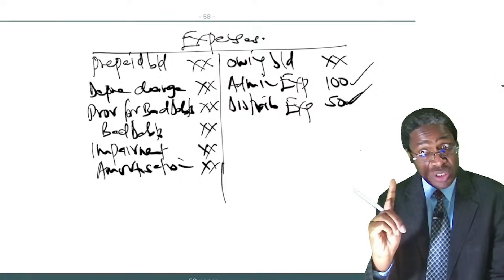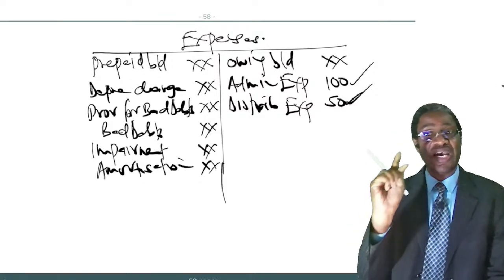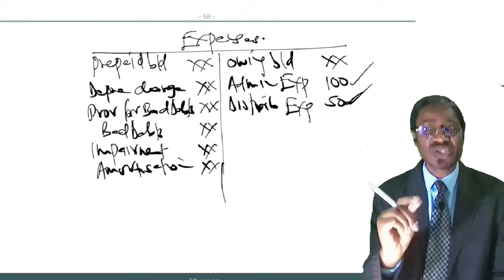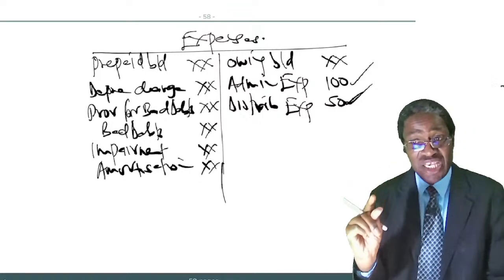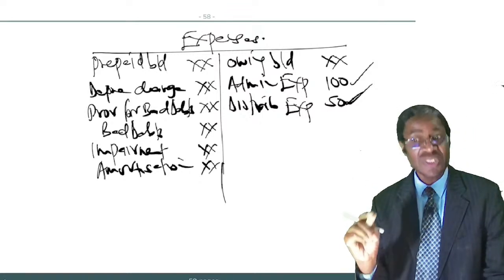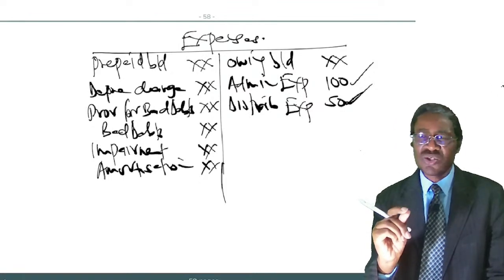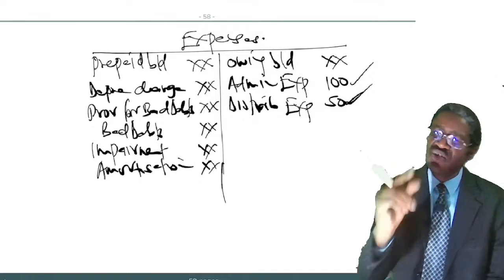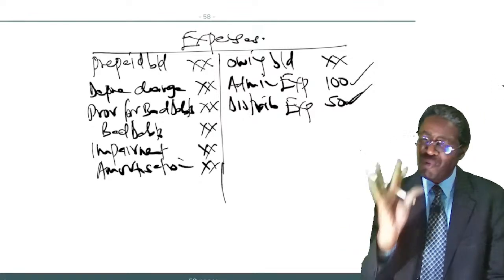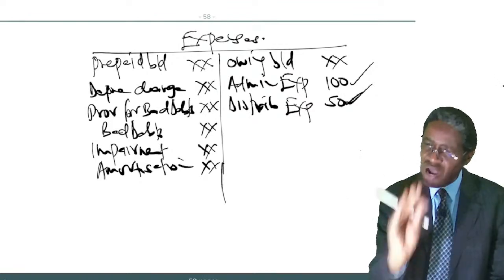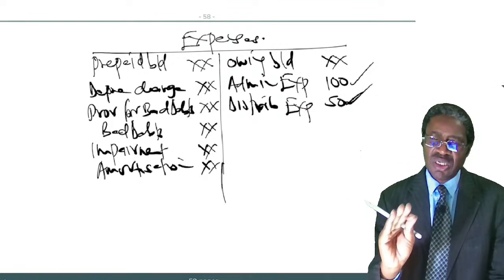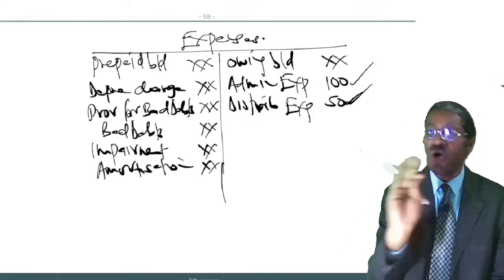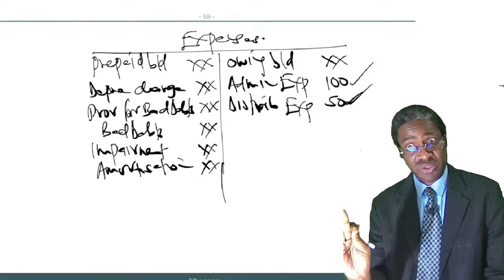For loss on disposal and maybe gain on disposal, there are times you will use them and there are times you will not use them in this account. So I will talk about when we use them and when we don't use them. For now, I want to assume that the question does not have any gain or loss on disposal. For now.